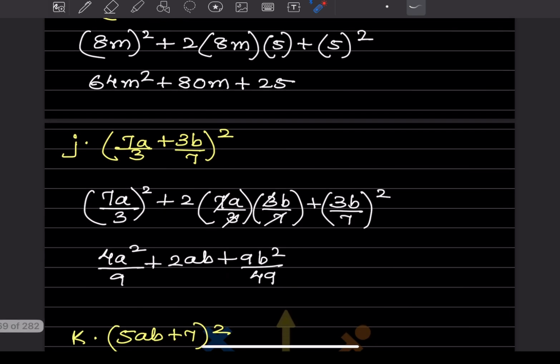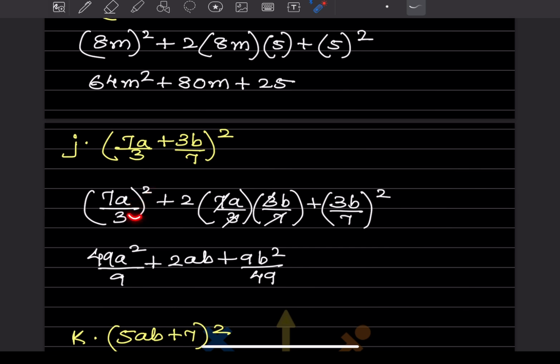Now this one, I'll show this one. Again, this is a and this is b. So this will be a square plus 2ab plus b square. Here you have to be very careful. This square is for this as well as this, and this as well, the denominator also. So here, 7 square, sorry, this is going to be 49. It should be 49. So now 7 square is going to be 49, and this is going to be a square.